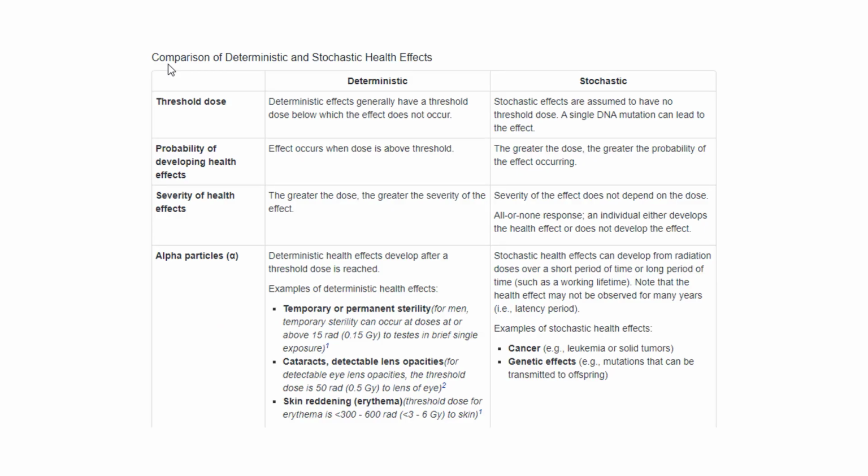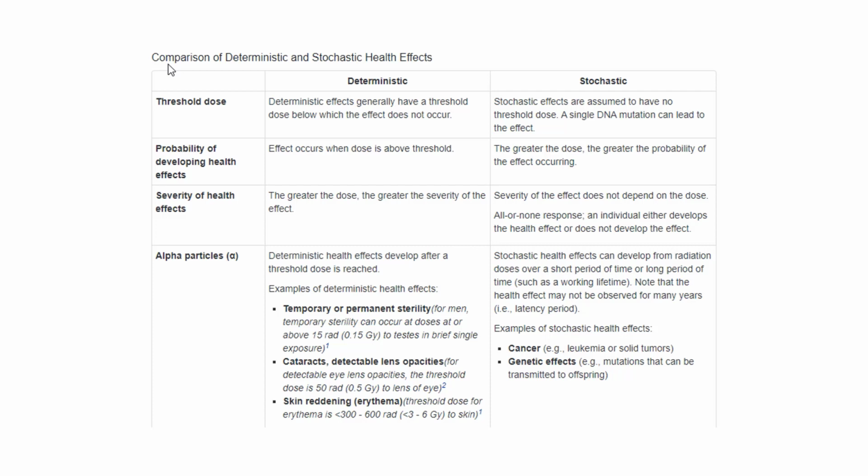Comparison of deterministic and stochastic health effects. What are these health effects? Deterministic sounds like the word determined, and you're right. Basically, what we're looking at is that when we use ionizing radiation, we can determine what will happen with a certain amount of radiation applied.